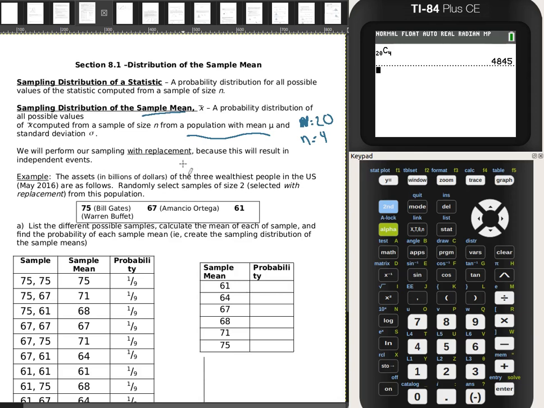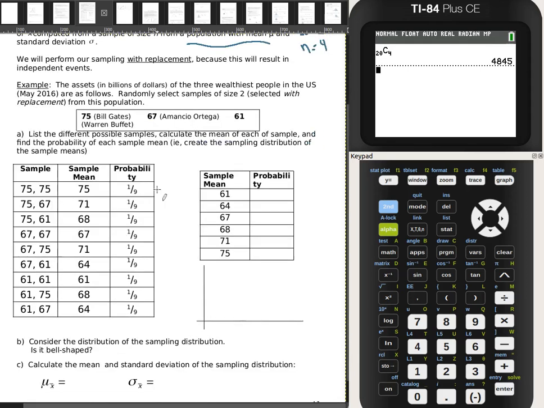We don't have to worry about the probabilities changing and so forth based on who we pick. So here in this example, we're talking about these 3 people. So it's a very small population, only 3 people. And notice this is supposedly their net worth in billions. And Warren Buffett, it kind of wraps around. He goes with the 61.